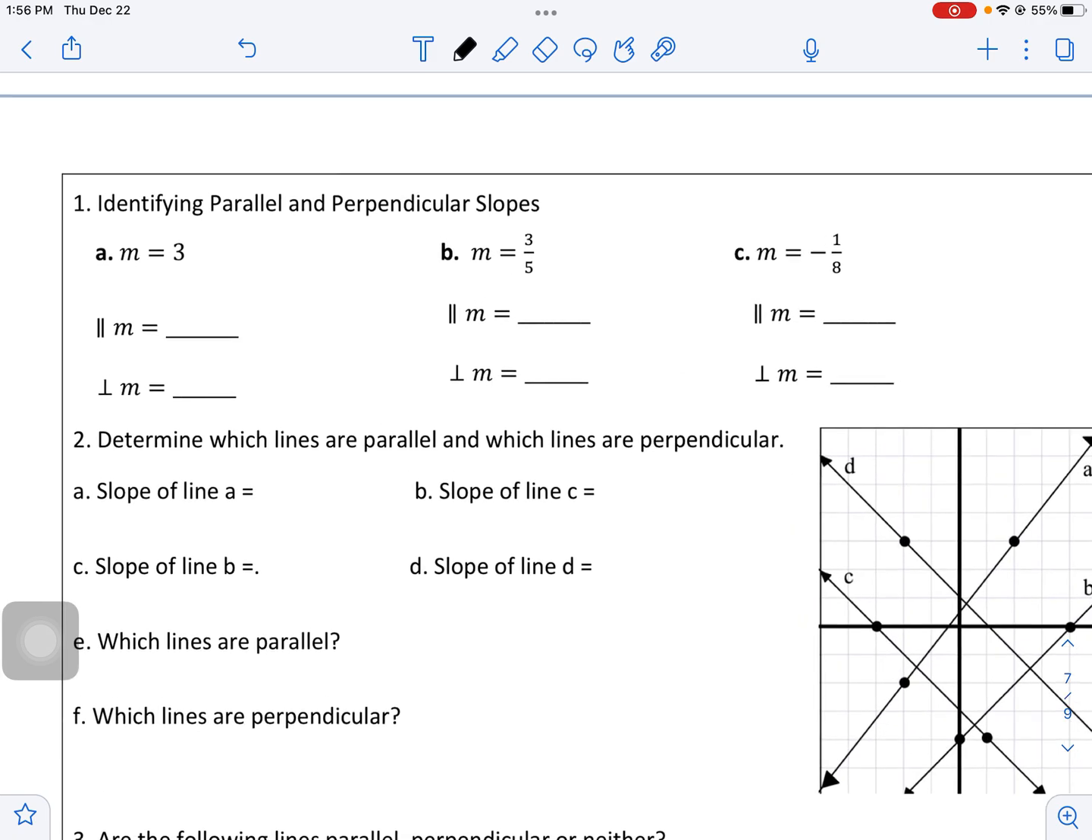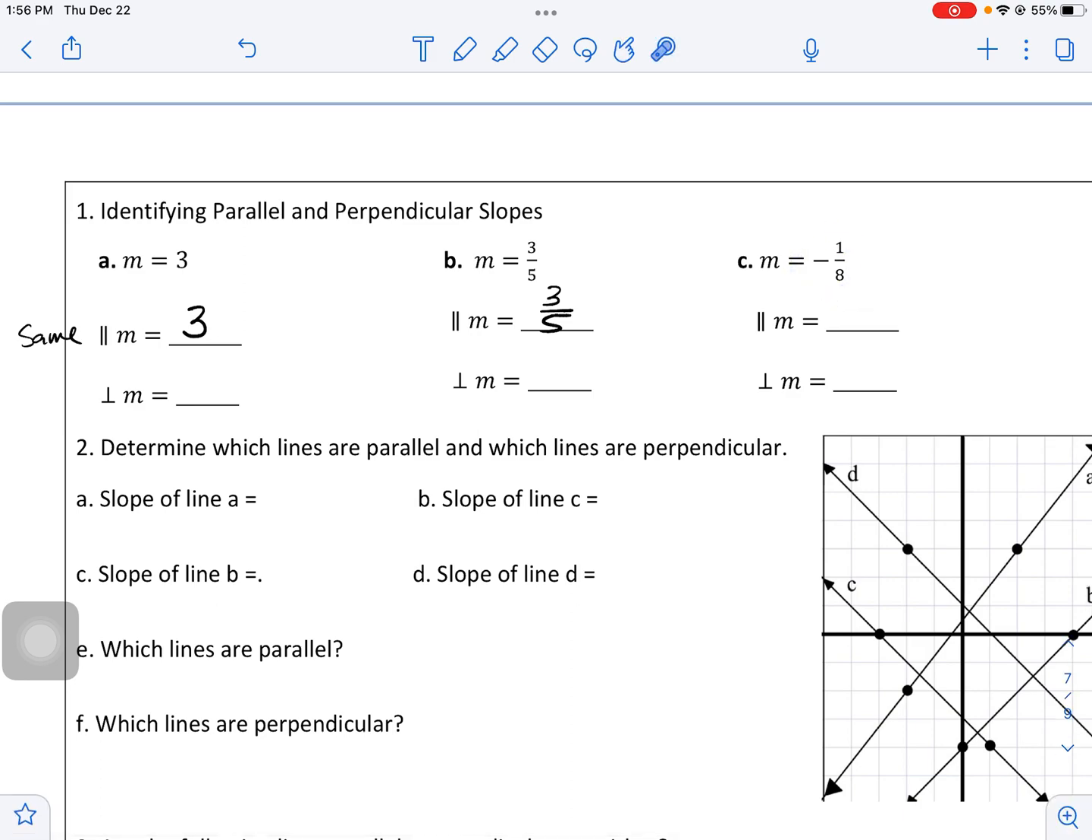All right, so let's practice that. So if I have a parallel line, they are all the same slope. Okay, so first one, if my slope here is 3, then my parallel slope is 3. If my slope here is 3/5, then my parallel slope is 3/5. If my slope here is negative 1/8, my parallel slope is negative 1/8. It stays the same.